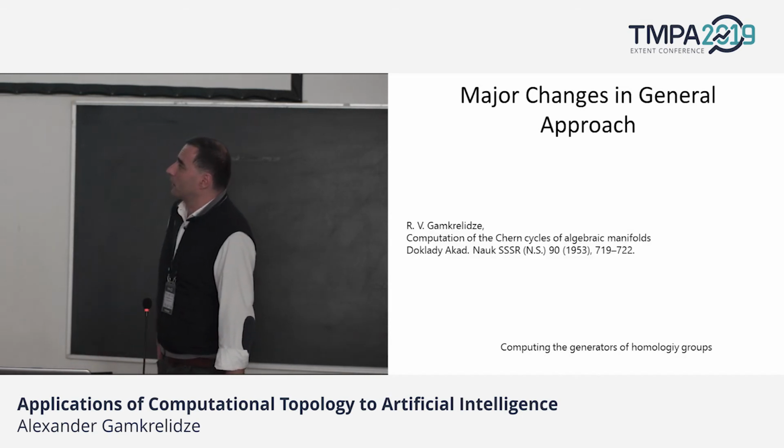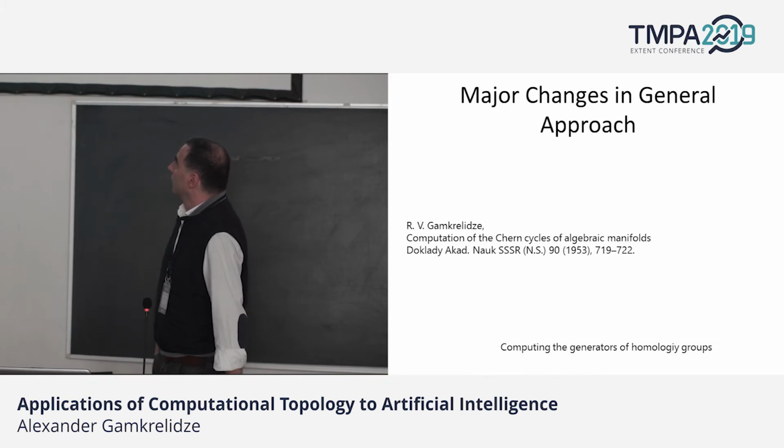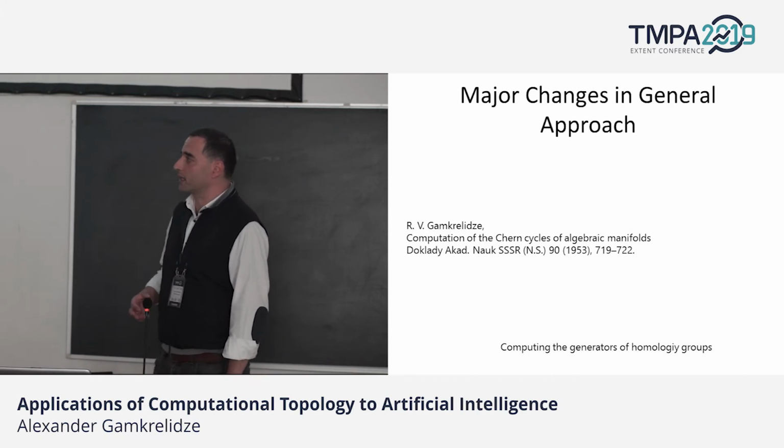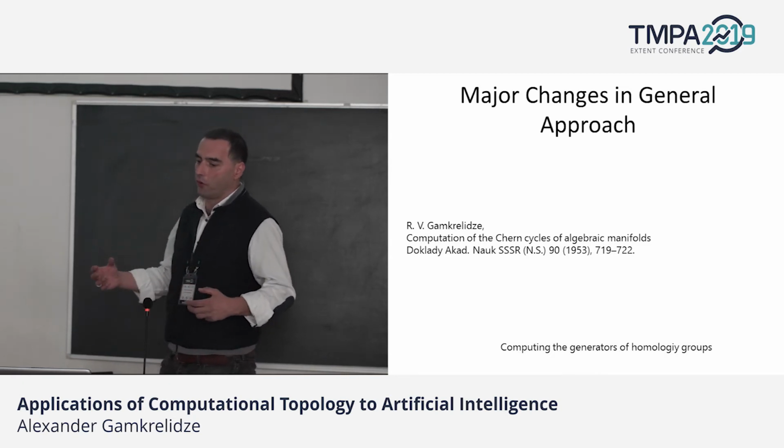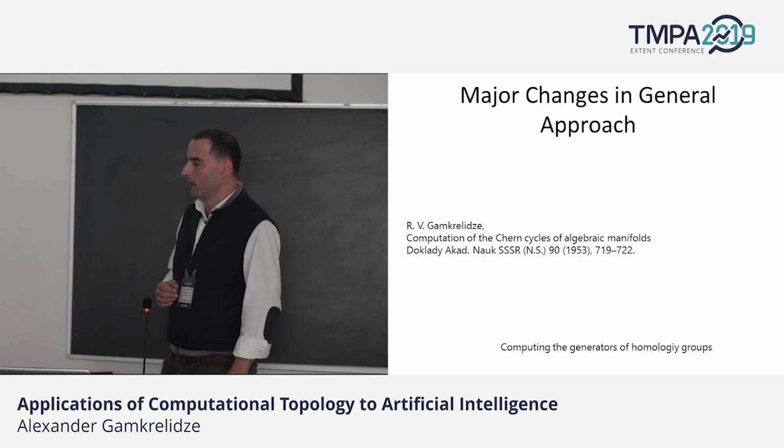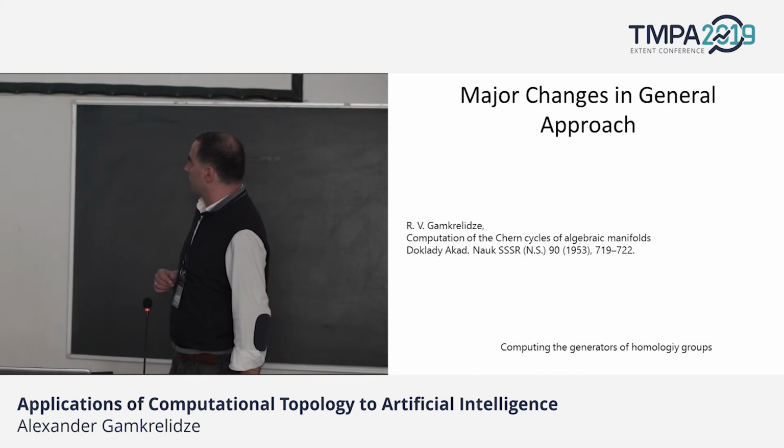Well, one of the first algorithms given to compute the generators of homology groups was published in 1953 in Duality. It was the computation of the Chern cycles of algebraic manifolds. This is basically a formula, but it gives us the first algorithm for how to compute the generators, how to compute the number of holes, and the topological structure of some objects.